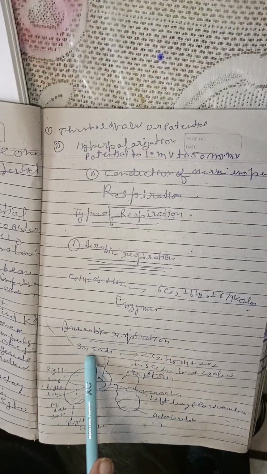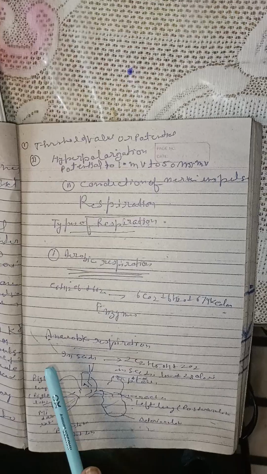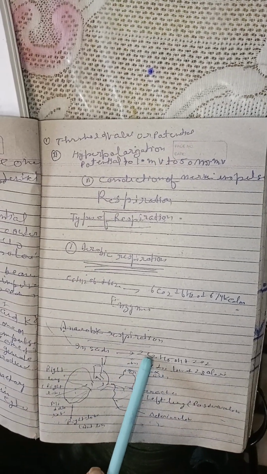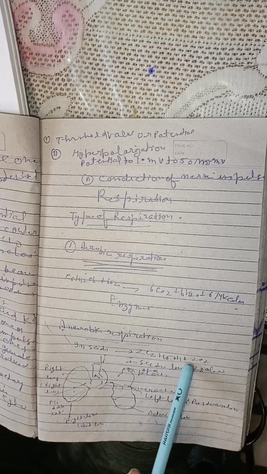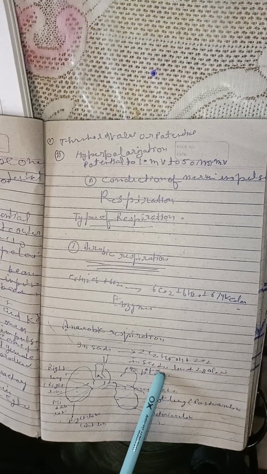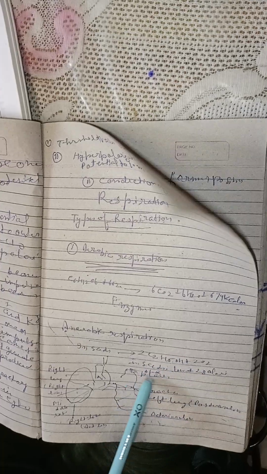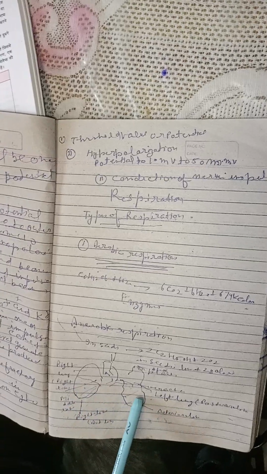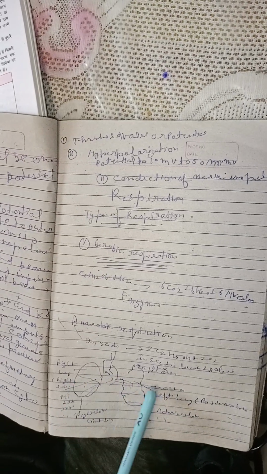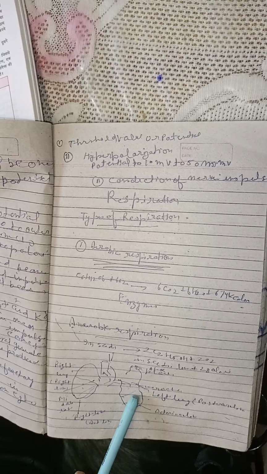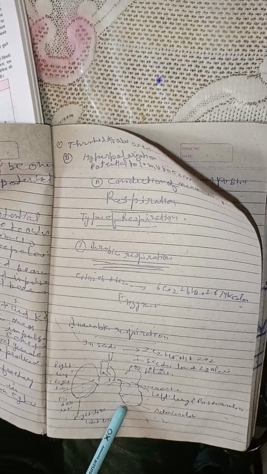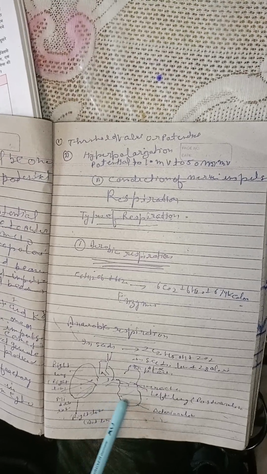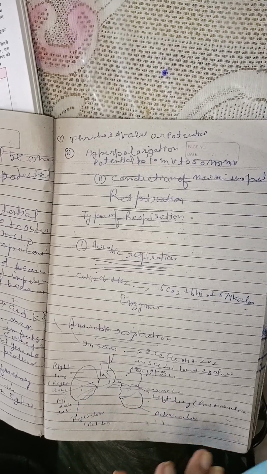Next is anaerobic respiration. It takes place in seeds and lower organisms. It takes place in the absence of oxygen: C6H12O6 gives 2C2H5OH plus 2CO2 plus 28 kilocalorie. It is a structure of respiratory organs, left and right lungs, and some portion is called the anterior view and some portion is called the posterior view.